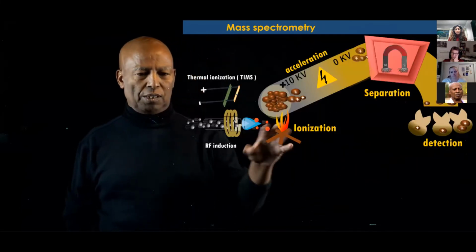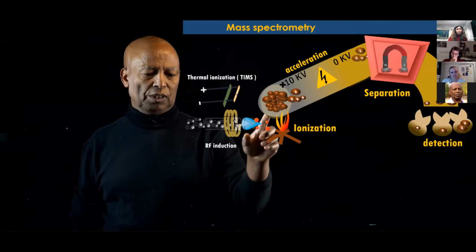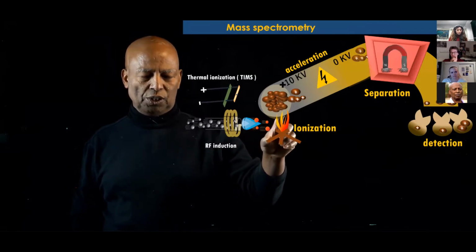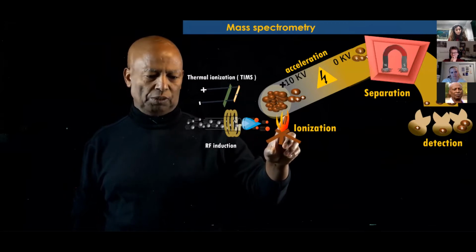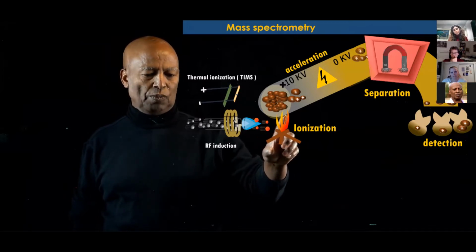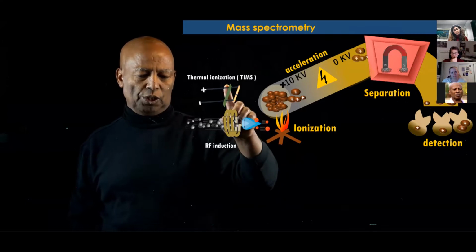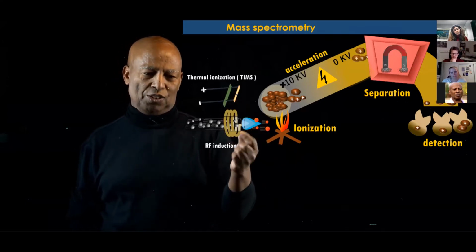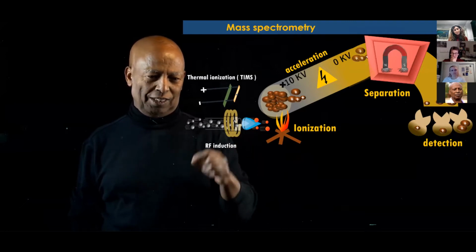Once you have your element of interest, you ionize it in order to generate either positive ions or negative ions. In our case, we use positive ions with the Neptune. And the way you ionize is traditionally thermal ionization mass spectrometry. You're just using a tungsten wire like in a light bulb.